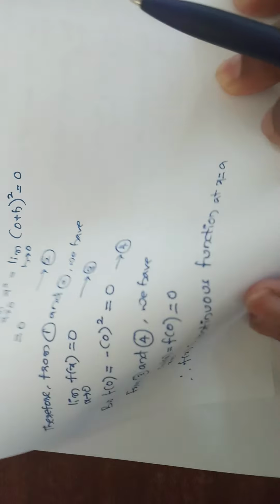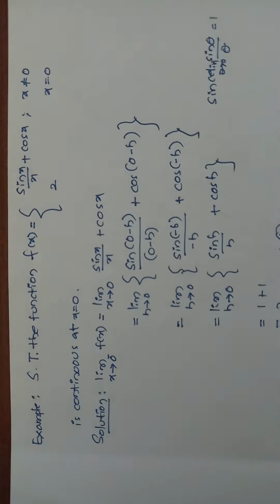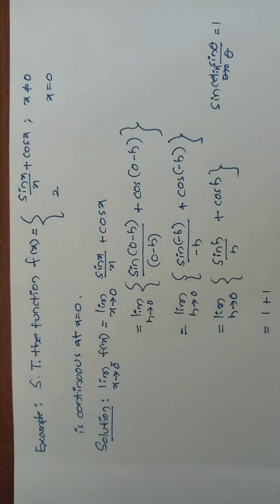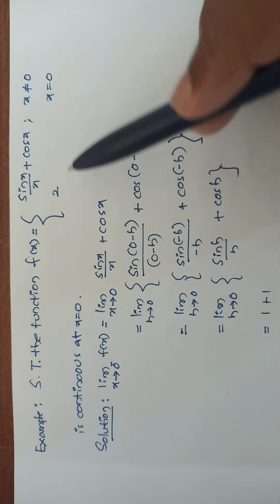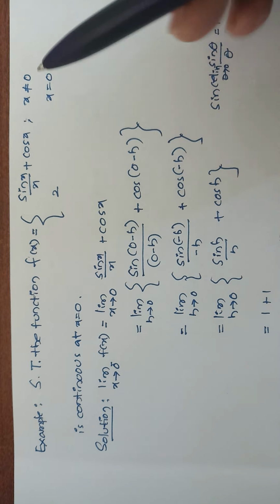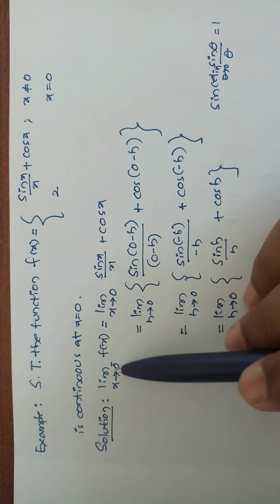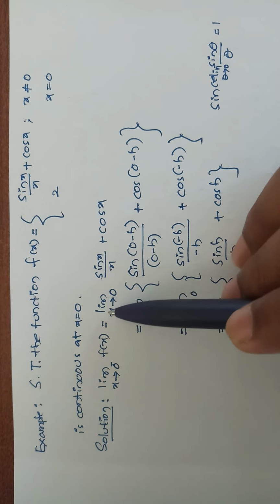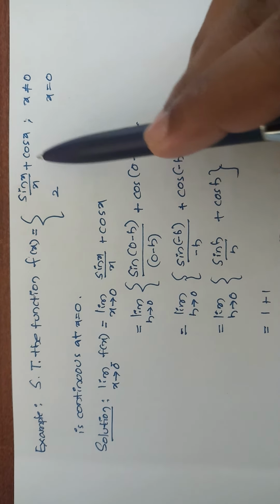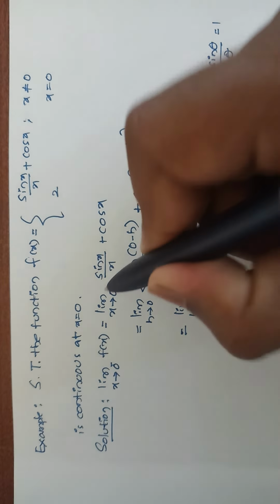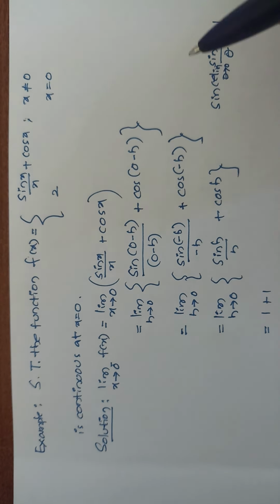So another example for this is, show that the function f of x is equal to sin x by x plus cos x when x is not equal to 0, and 2 when x is equal to 0. So here the left hand limit is limit x tends to 0 of f of x, which is limit x tends to 0 of sin x by x plus cos x.